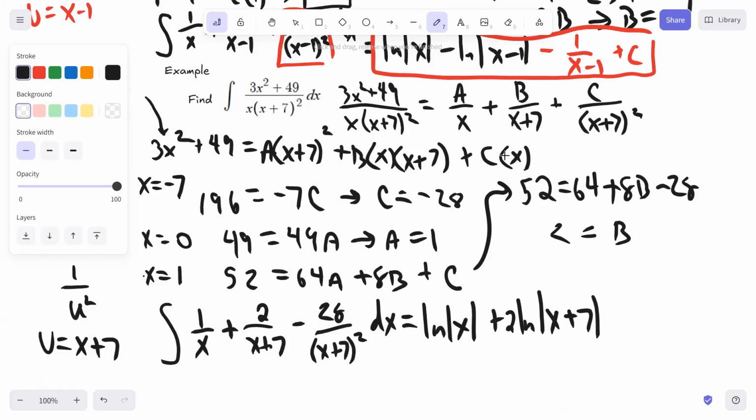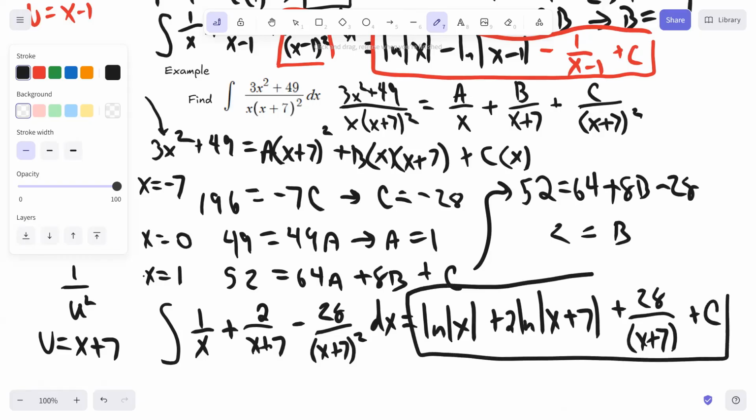But remember, when you anti-differentiate the 1 over u squared, you're going to end up with another factor of a negative. And since the 28 over (x plus 7) is being subtracted, you'll end up having plus 28 over (x plus 7) plus c. There you have it.